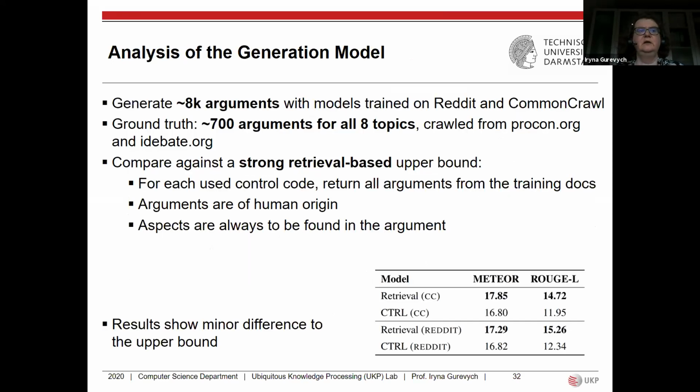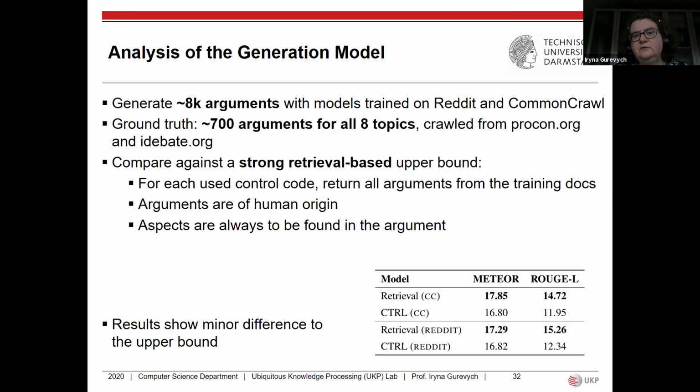To analyze how well the trained Reddit and Common Crawl models perform, we generate approximately 8,000 arguments from each model. Our reference data consists of around 700 arguments for all 8 topics crawled from human debating websites on the web. Then we compare the generation model against an upper bound retrieval approach. The retrieval approach retrieves arguments from the training document for all control codes used at training.